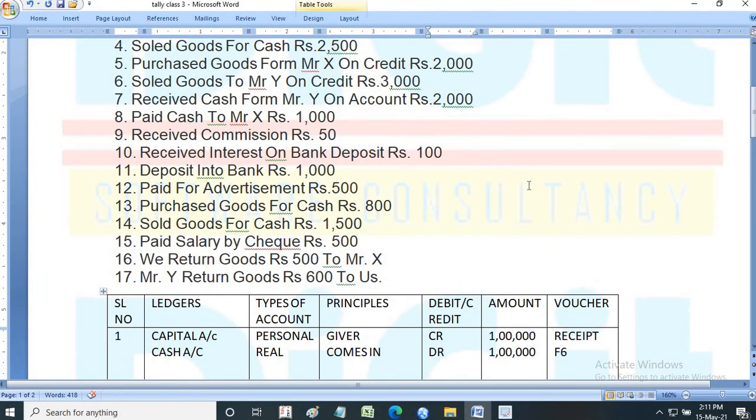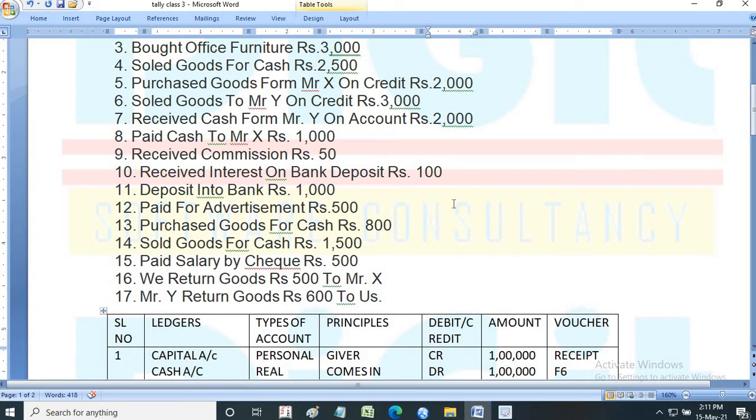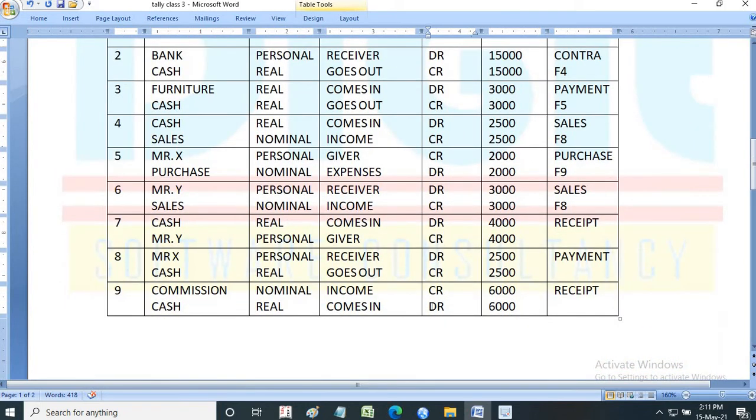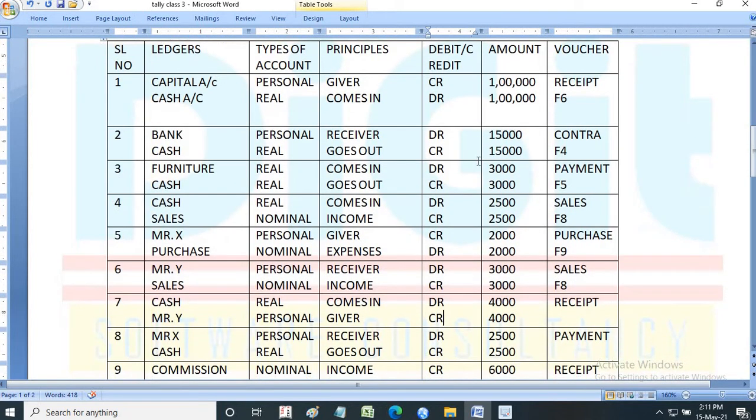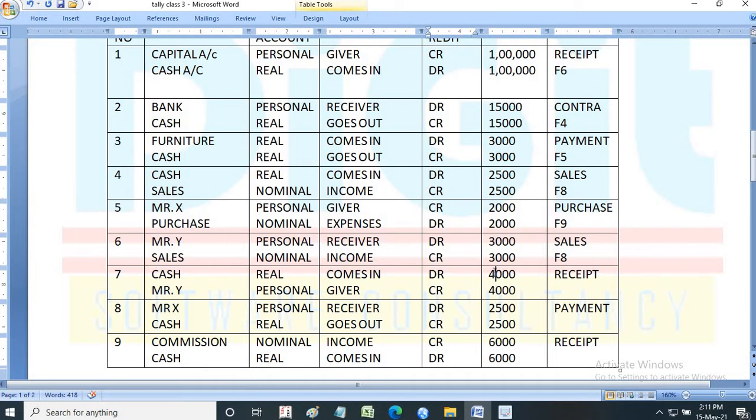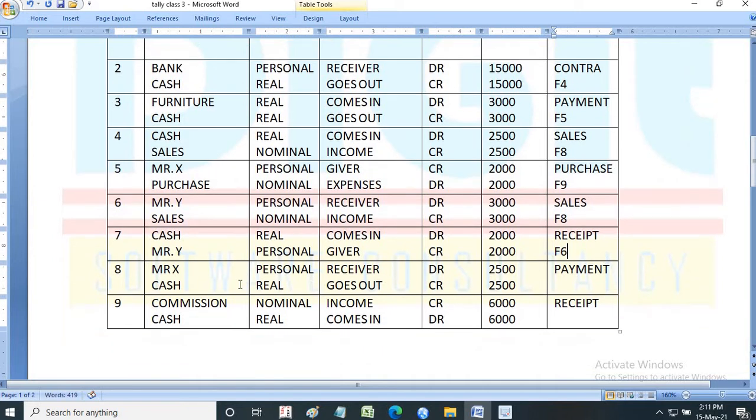Is it 4000? Which one? You see this number 7, it's 2000, right? So maybe it's a typing mistake. 2000 received, and the receipt voucher is F6.